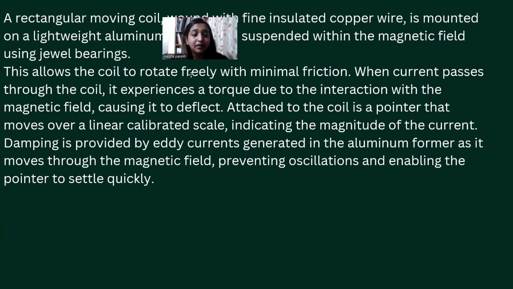So what happens here? Damping is provided by these tiny loops generated in the aluminum former as it moves through the magnetic field. Now it is preventing oscillations and enabling the pointer to settle quickly.